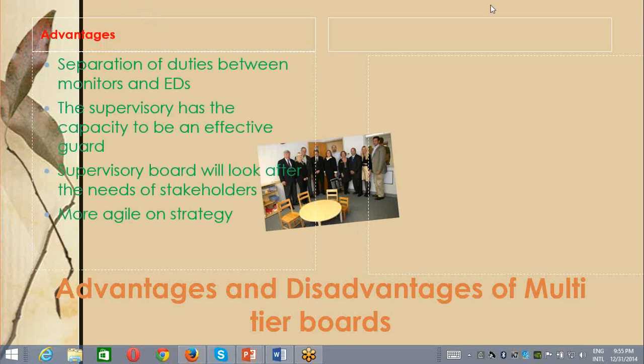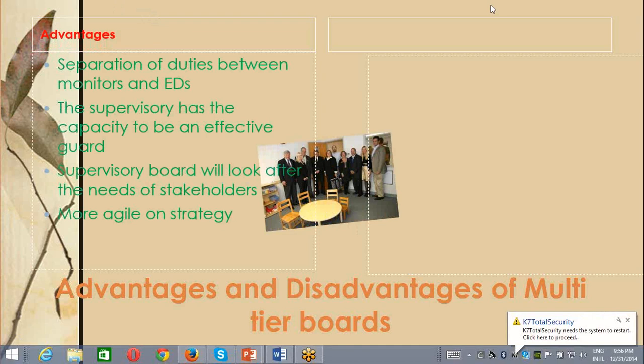So there's separation of duties between the executives and the monitors. Right? So they are not sitting together. The monitors can monitor, the executives can do the job. And the supervisory board will be somewhat like a guard, like the parent, right? Looking after the children. So they will tell what is right, what is wrong, and all that kind of thing. Supervisory will look after the needs of the stakeholder.